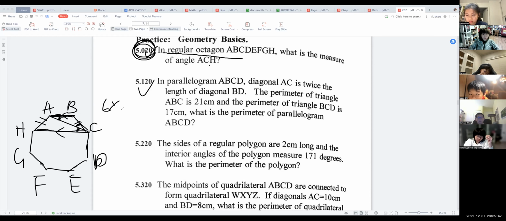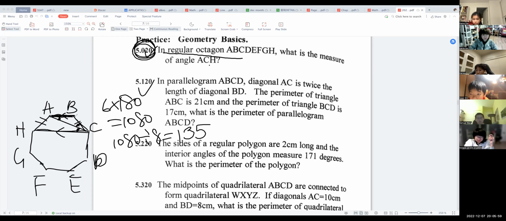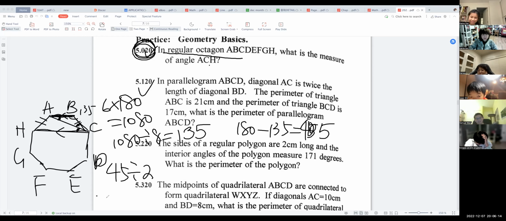So we just need to find this angle. First, what is the sum of all the interior angles of an octagon? 6 times 180, which is 1080, right? So each of them is 1080 divided by 8, which equals 135. So this is 135. So what does A equal? 180 minus 135 equals 45. So 45 divided by 2 equals 22.5. So that is 22.5, and that is also 22.5. So that is the answer.